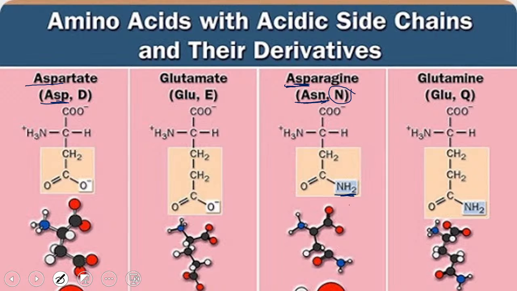Similarly, in the case of glutamine, we cannot give GLU; it would be wrongly written. It will be GLN: GL for glutamine, N for the amino derivative. So asparagine is ASN and glutamine is GLN. For the one-letter code, we cannot give G because G has already been given to glycine. So we have to give something else, and E and Q have been given. You need to remember the one-letter codes only if you want; otherwise there is no need. Remembering the names will be more than sufficient. So these are the four amino acids which either have acidic groups or are acid derivatives.